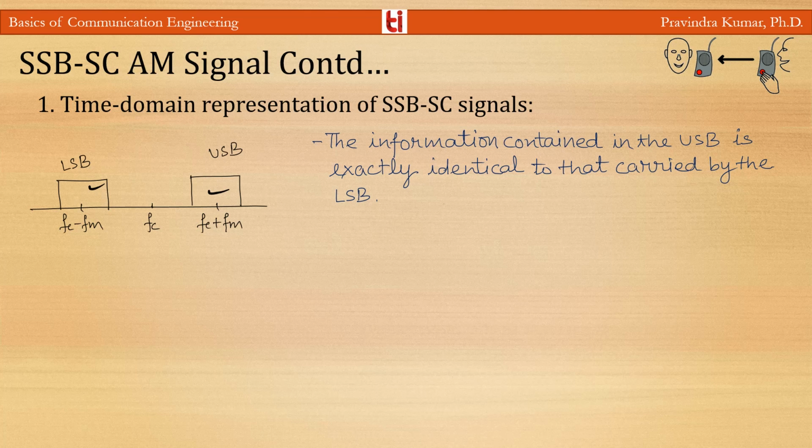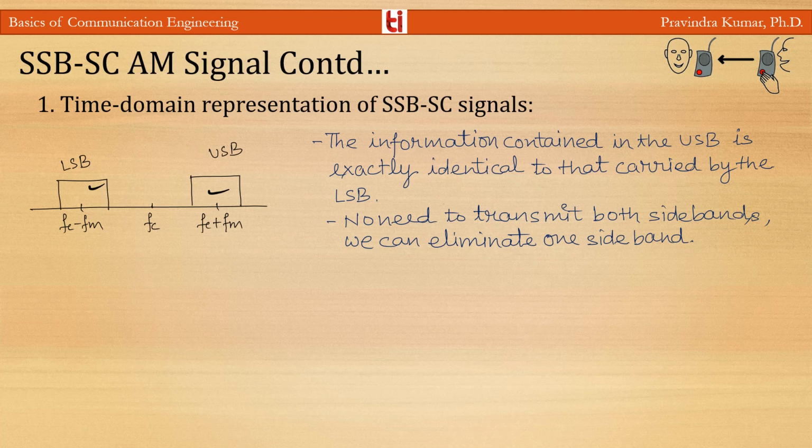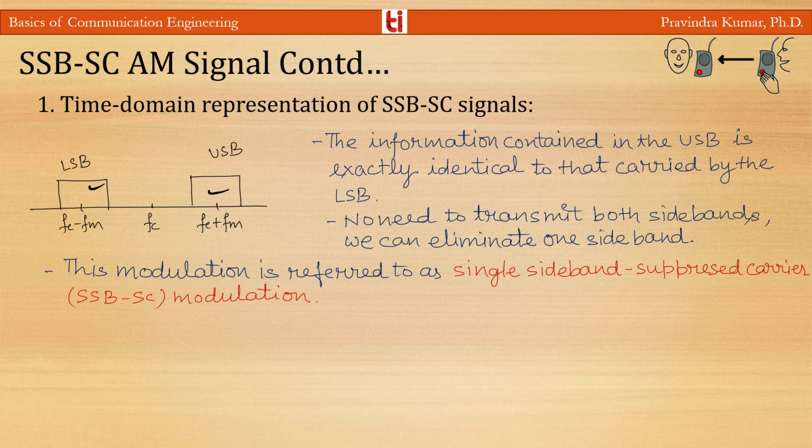When only one sideband is transmitted, the modulation is referred to as single sideband modulation or single sideband suppressed carrier modulation. This SSB-SC system, which transmits a single sideband, has high power efficiency, as the power allocated for both the carrier and the other sideband is utilized in transmitting the single sideband now.